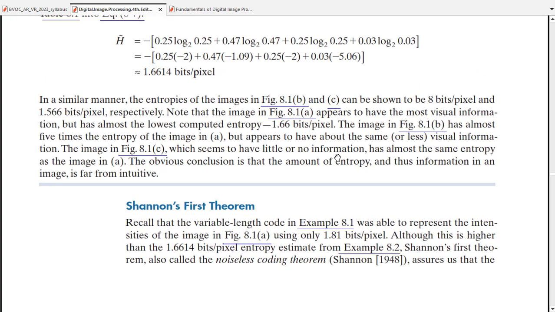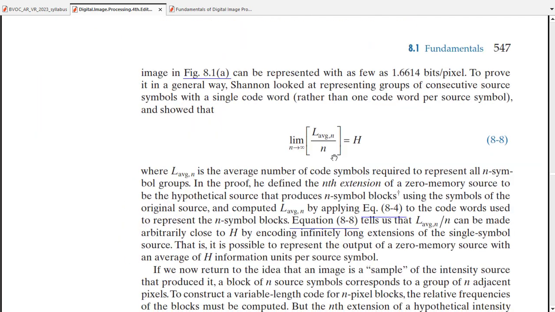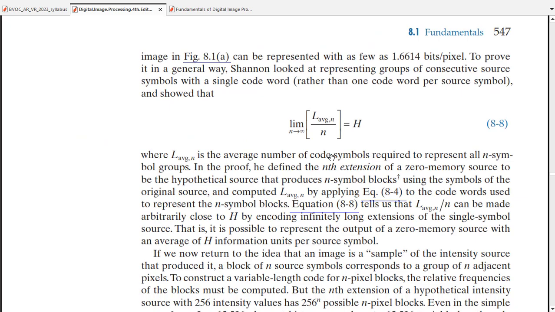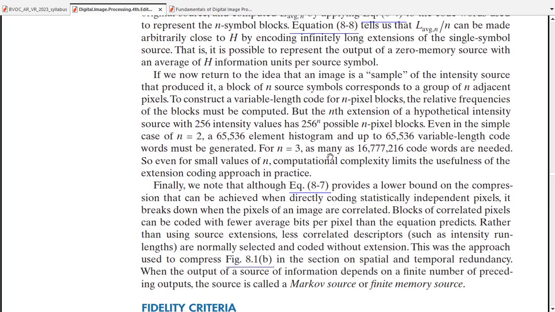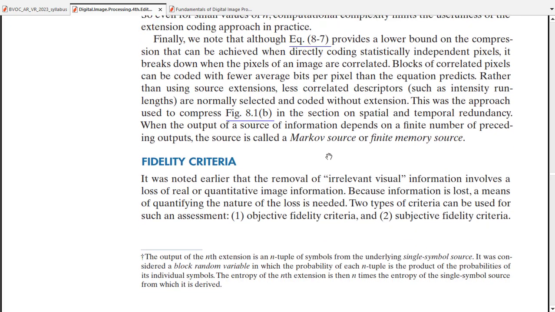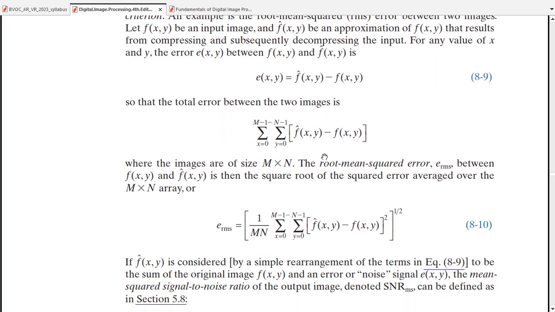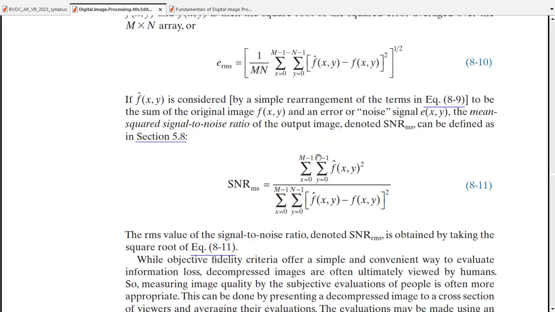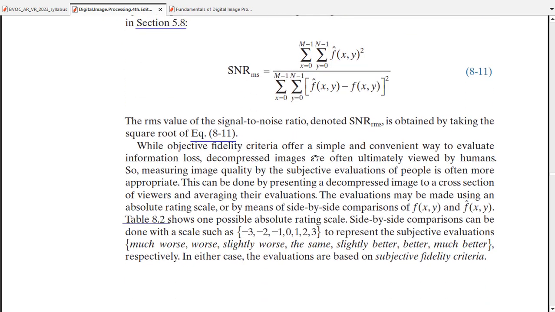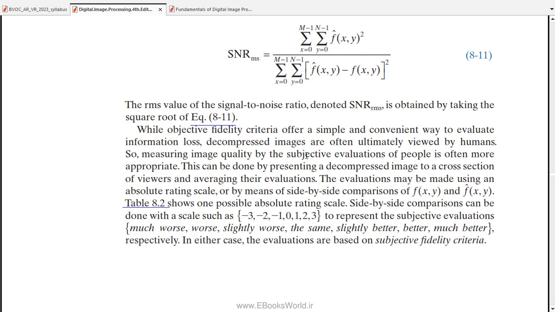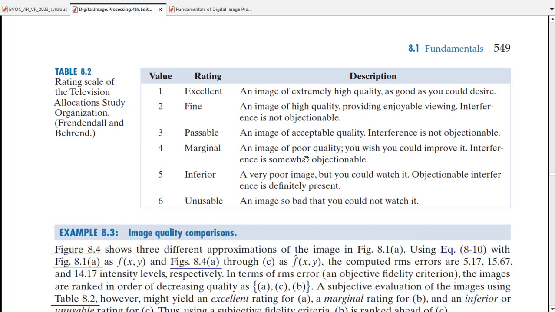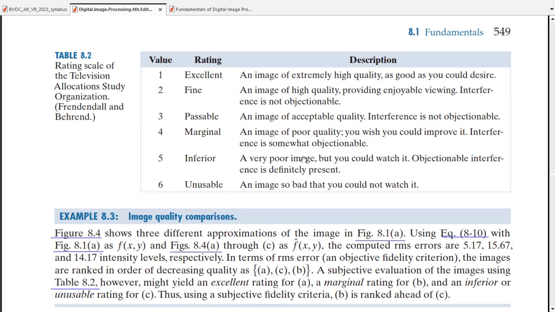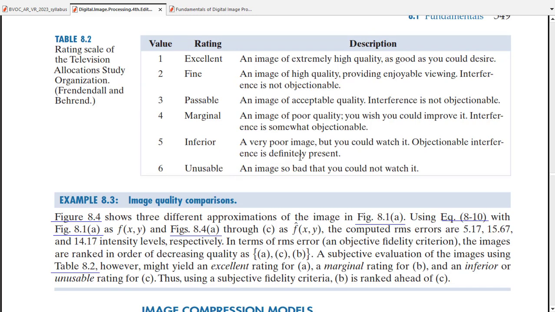Another type of information: Shannon's first theorem, the noiseless coding theorem. In this error-free algorithm, fidelity criteria are supported. The signal-to-noise ratio and root mean square error are used as measurements, with cases rated from much worse, worse, slightly worse, the same, slightly better, better, and much better. So these evaluations depend upon this range of values. So in this allocation: excellent, fine, passable, marginal, inferior, and unusable.